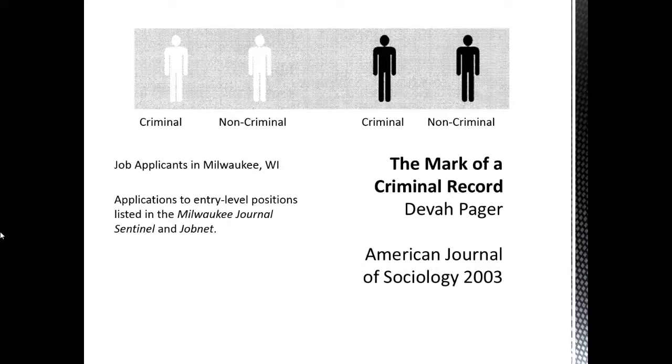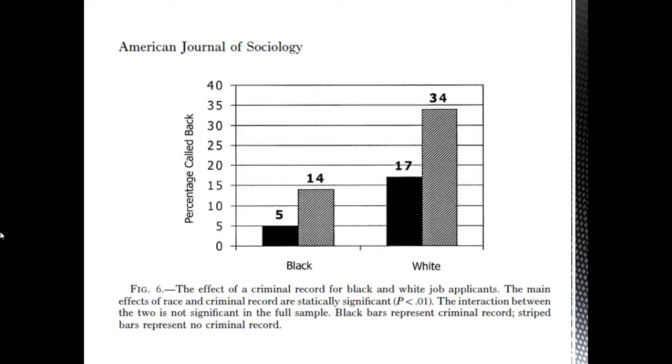This study is a replication of work that was done by Pager, published in 2003, regarding job applicants in another city, Milwaukee, Wisconsin. Individuals made applications to entry-level positions that were listed in a newspaper, and JobNet, an electronic job forum for Milwaukee, Wisconsin at the time. These applications were set to be equal in quality, equal in references, equal in all aspects except for two characteristics: the race of the individual who is applying and their criminal record.